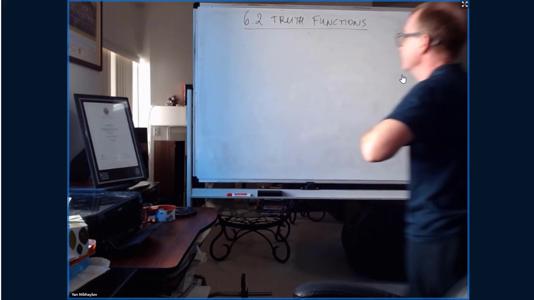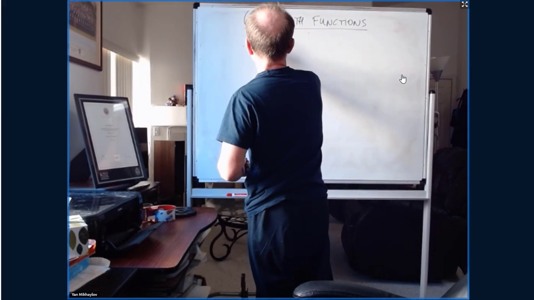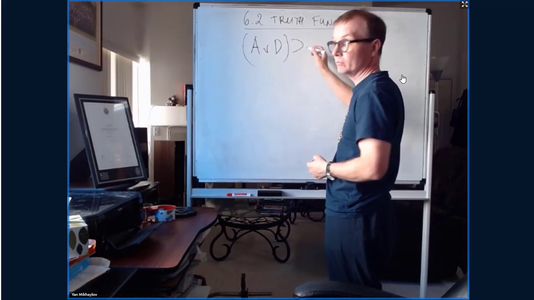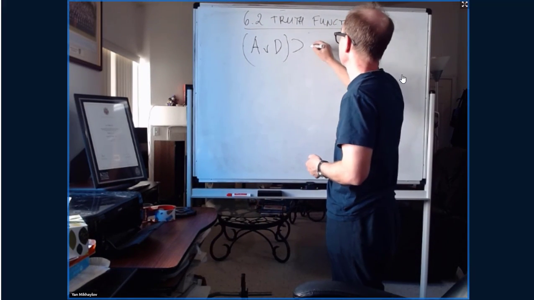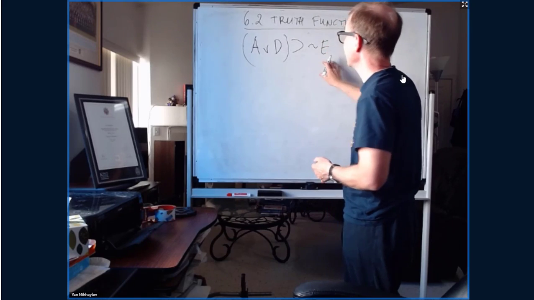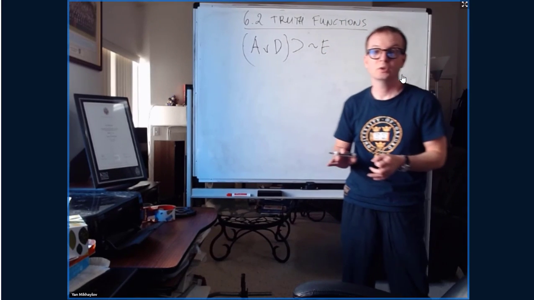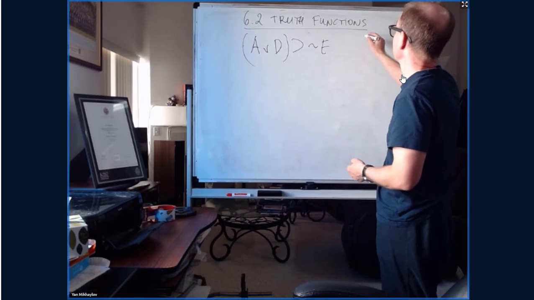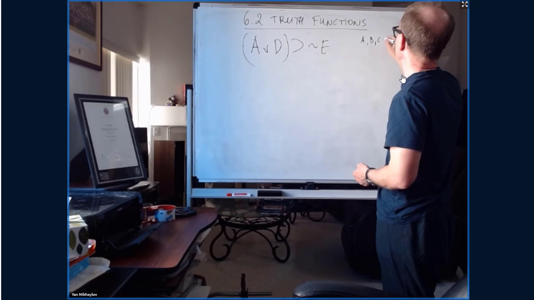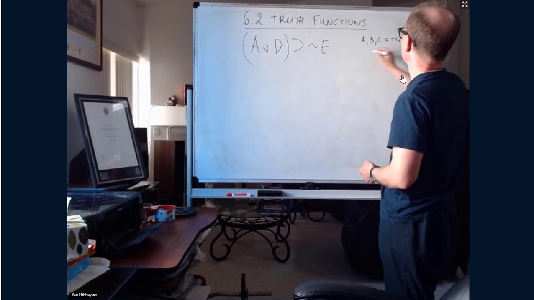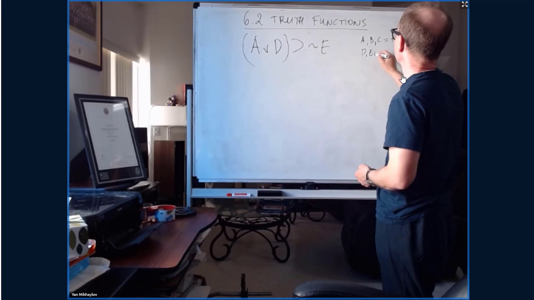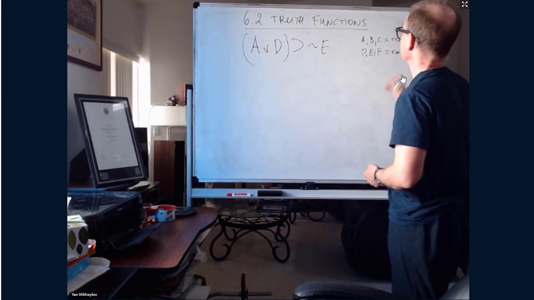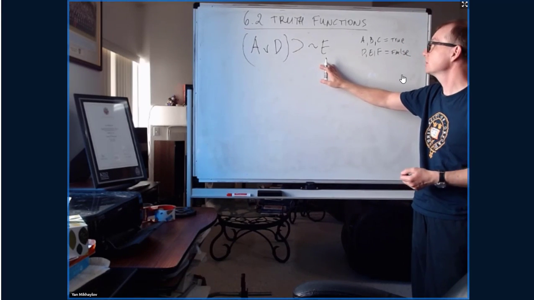Let's say you have something like A or D. Well, it's slightly different than the example in the book, but I'll do it right away like that, just so that it would be easier for you to understand. Suppose you're given that. Now you also are given A, B, C are true, and D, E, F are false. Can you calculate the value of this?